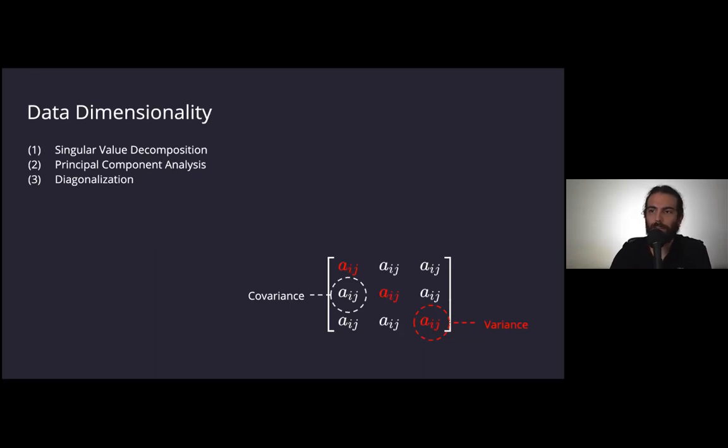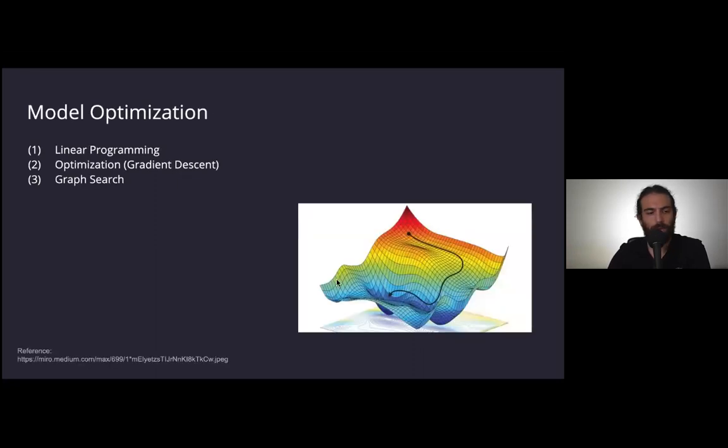So again, this is why linear algebra is so important. There are two parts to linear algebra. One of them is matrices, and of course, systems of linear equations. Let's move on to optimizing your model.